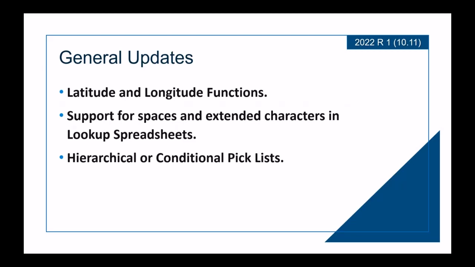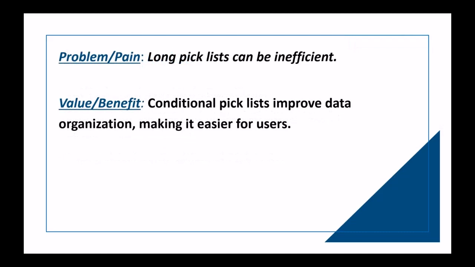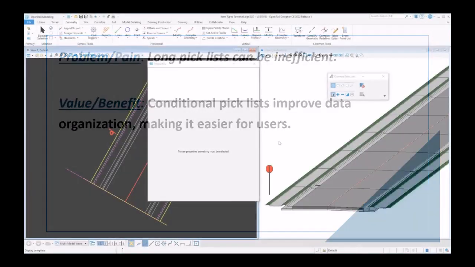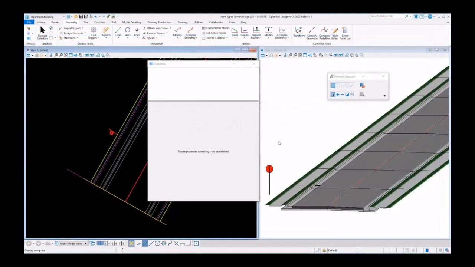And the one that's most important to me is we've added some ability to have hierarchical or nested pick lists. Because long pick lists can get a bit inefficient to use. So we've given this ability to have one pick list dependent on another. And you could nest that two or three deep if you want.